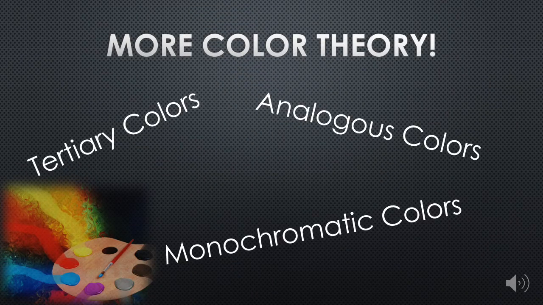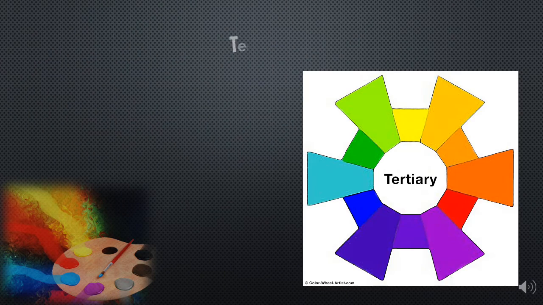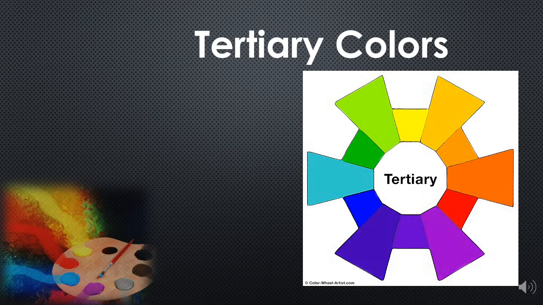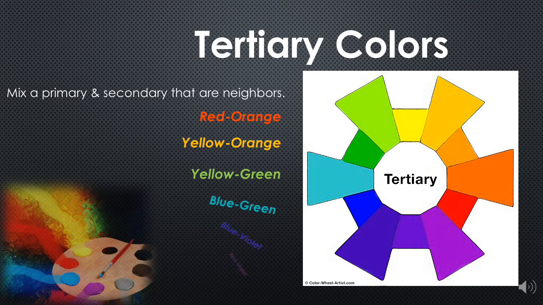Let's move on to some more advanced color theory. There is a third set of colors found on the color wheel, the tertiary colors. These are made by mixing a primary and a secondary color that are next to each other. For example, if I mix blue and green, I get blue-green. Many times, these colors have creative names, such as teal, turquoise, or aqua, but they are all in the blue-green spectrum.